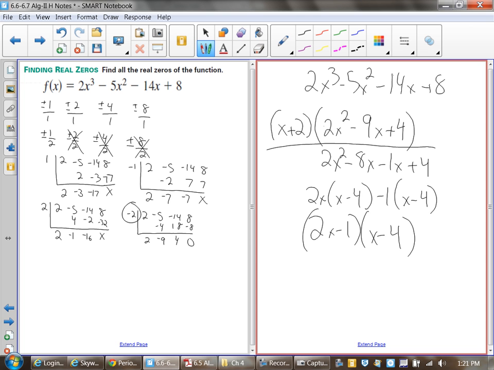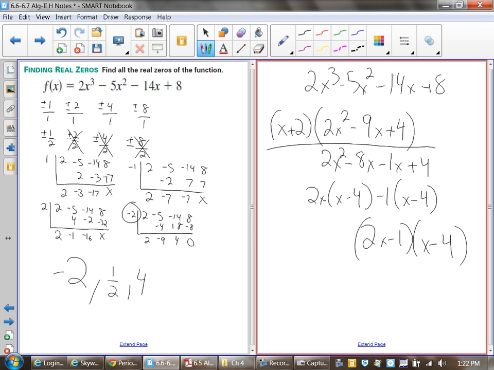So you know you have a 0 at negative 2. I have a 0 at positive 1/2. And I have a 0 at positive 4. In essence, what we have done is we have factored this whole thing into these 3 terms. So it's basically like working backwards.